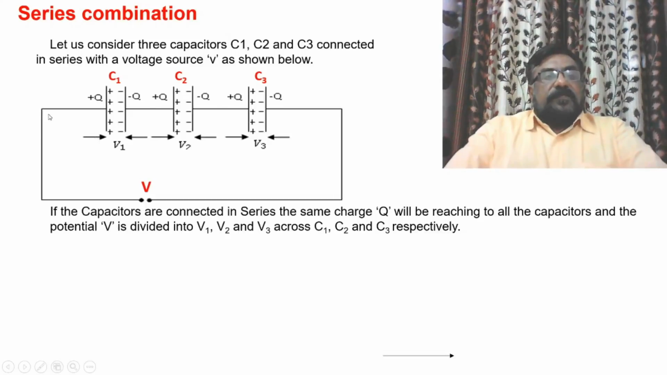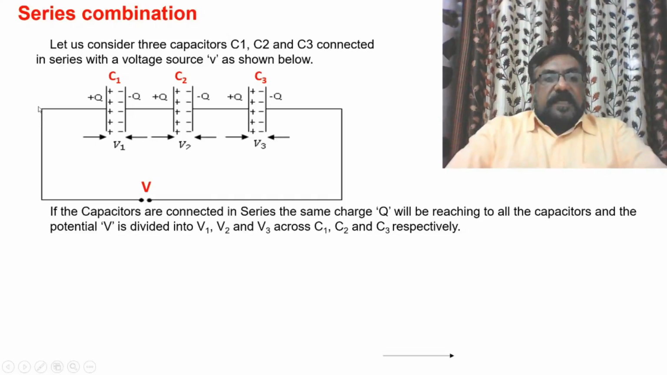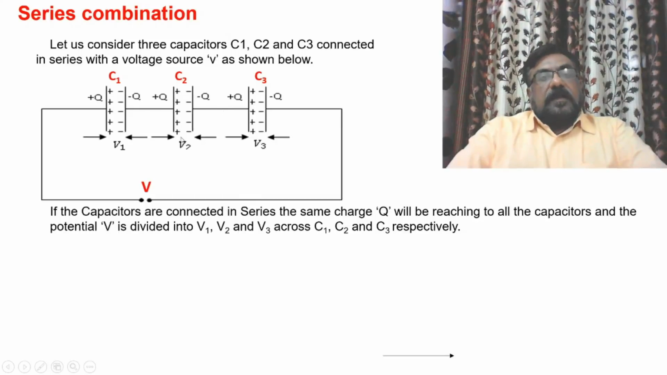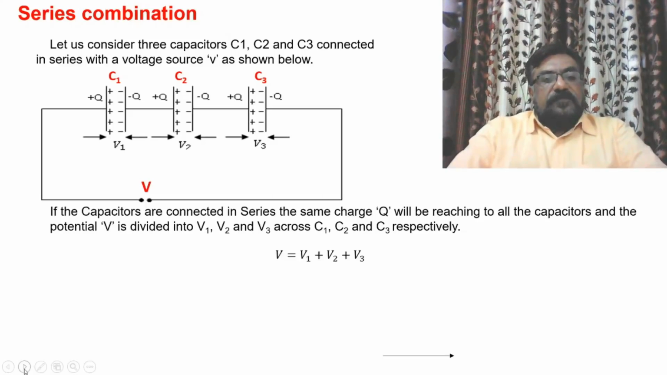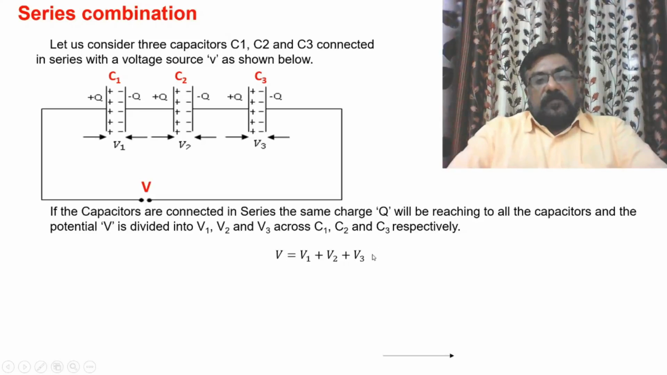So this potential difference is shared between the three capacitors. Or in other words, if I want to move a unit positive charge from here to here, the total work done is V. I can do that action in three different steps. First, I can bring that unit positive charge from here to here across C1. For that, I have to perform a work of V1. Then I can bring it from here to here. The work needed is V2. Then I can move it from this point to here and the work done is V3. So the total work done or the total potential difference V is equal to V1 plus V2 plus V3.